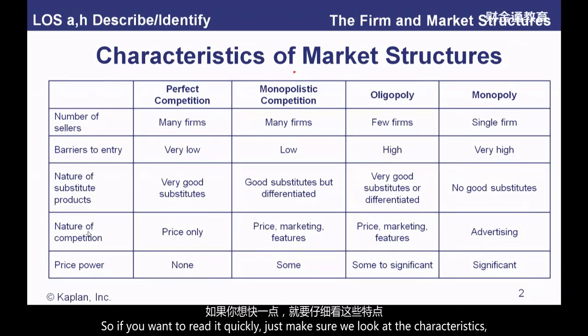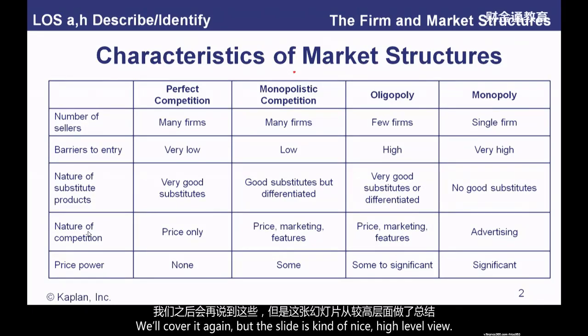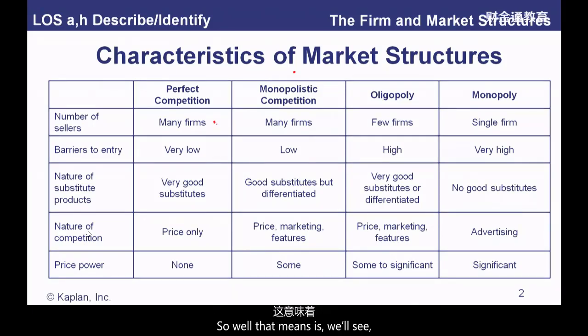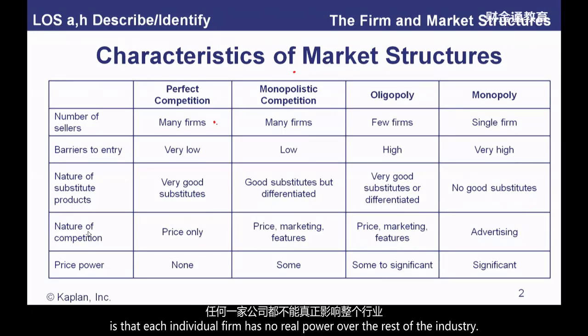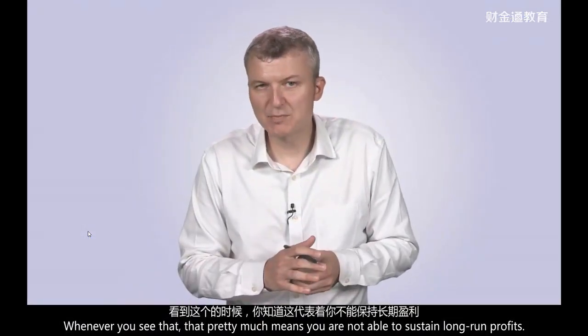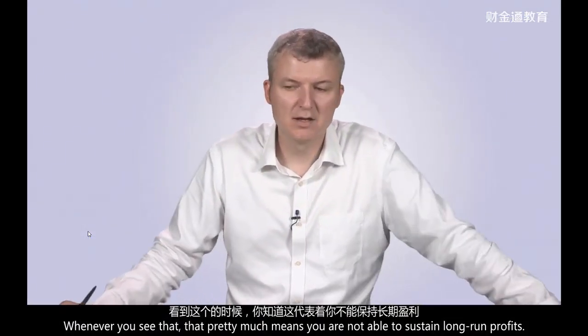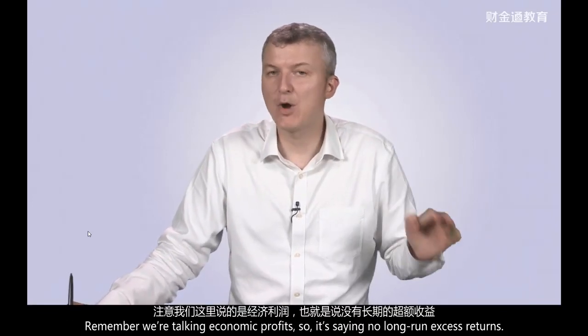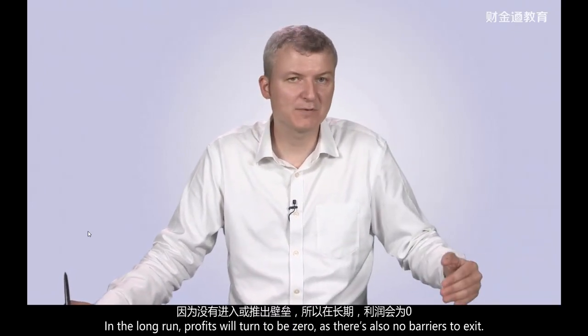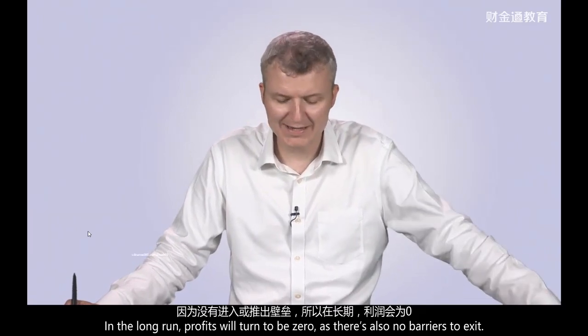So if we very quickly look at the characteristics, we will cover them again, but this acts as a kind of nice high-level view. Starting with perfect competition, lots and lots of firms in the industry. What that means, as we'll see, is that each individual firm has no real power over the rest of the industry. Barriers to entry are very low, non-existent. And whenever you see that, that pretty much means you're not going to be able to sustain long-run profits. Remember, we're talking economic profits, so we're saying no long-run excess returns. In the long run, profits will tend to be zero, as there are also no barriers to exit.